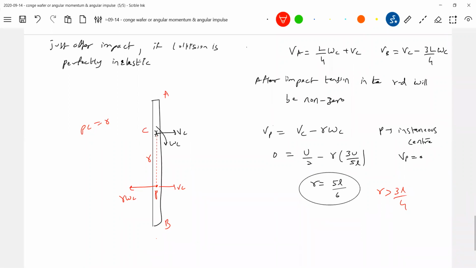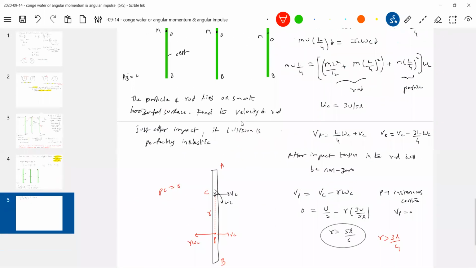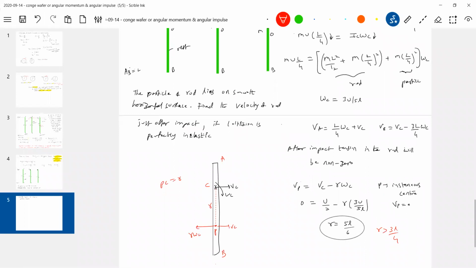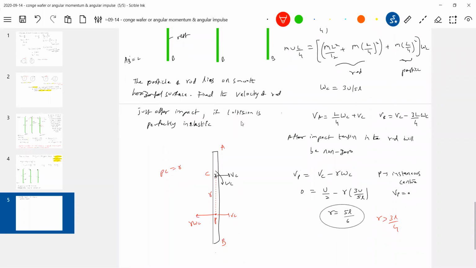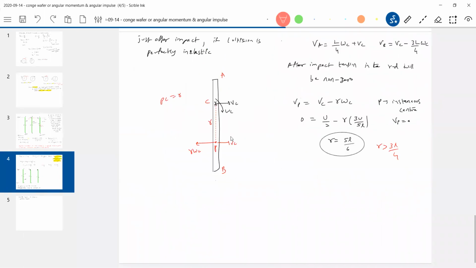What is this instantaneous center, sir? There's no rolling. Why did you bring the instantaneous center? That's the first question you can ask. There's no rolling, sir. You stand on the ground. What is the comment you put? Center of mass is moving with a velocity U by 2 and all points are rotating about center of mass. You come and stand at the instantaneous center. Then what should you predict?